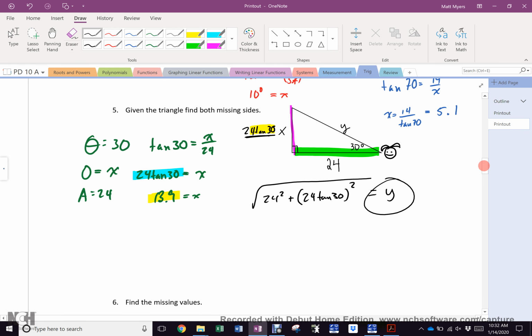What is the answer for that? What's 24 squared plus 24 squared? How would you do that? You would put 24 tan 30 in brackets and then use the x squared button. It would be somewhere around 196, because 13.9 squared would be around 196. If you really want to check it, see if you can punch that into your calculator.